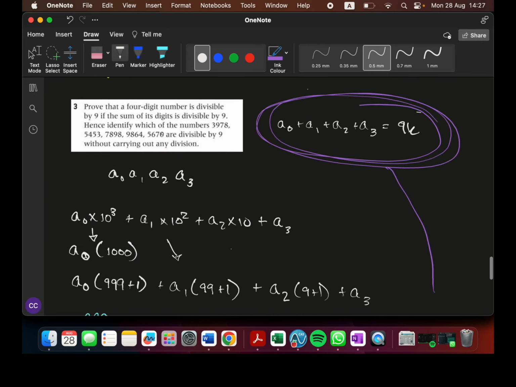And then it says, hence identify which of these numbers are divisible by 9 without carrying out any division. Well, 3 and 9 is 12, and 7 more is 19, that's 27, so that works. 5 and 4 is 9, plus 5 more is 14, plus 3 is 17, so that won't work. Let me do it in red. 7, 9, 16, 27. This one won't work, but I think the other two will. All right, so I hope that's helpful. I hope that makes sense.